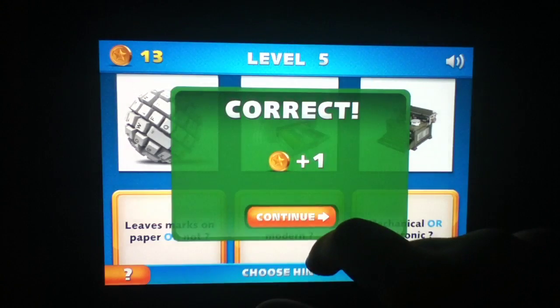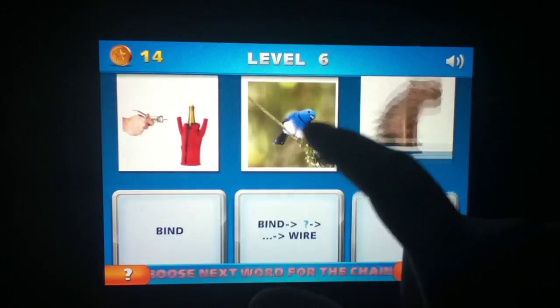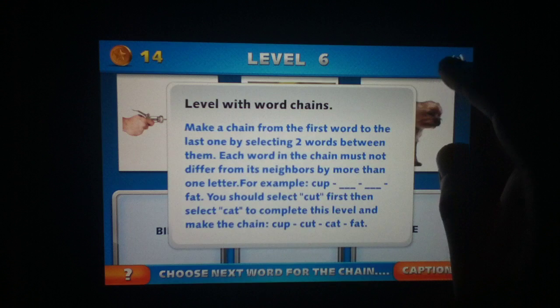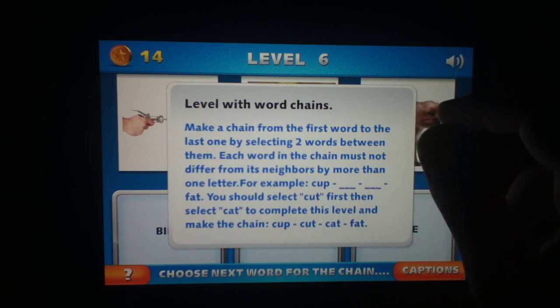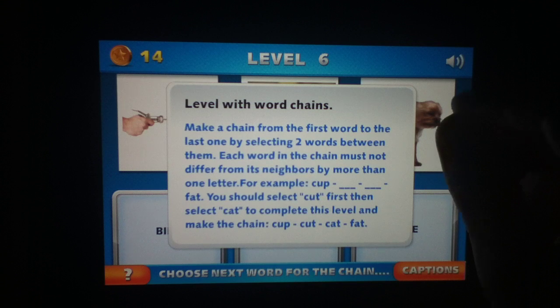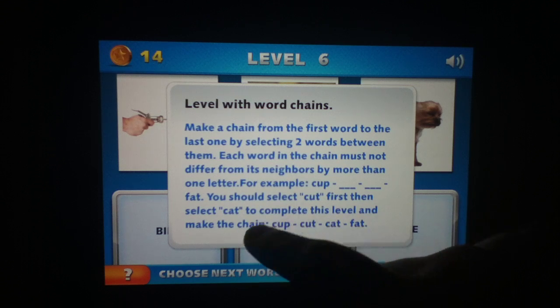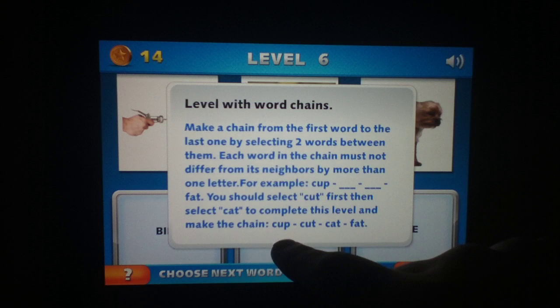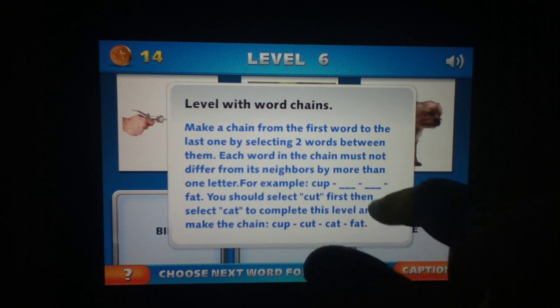Select a photo. Let's see if I can find one that's a little better. We'll talk more about that in just a second. Make a chain from the first word to the last one by selecting two words between them. Each word in the chain must not differ from its neighbors by more than one letter. For example, you should select cut first, then select cat to complete this level and make the chain. You could have read all that, but it's easiest just to read through that to give you the example of a common thing that the app does, which is cup, cut, cat, fat. So you have the progression there.